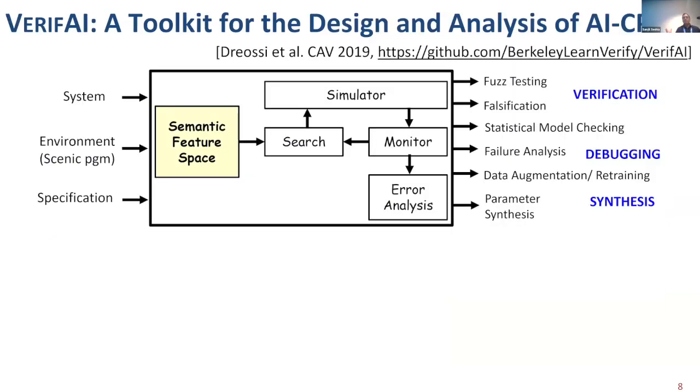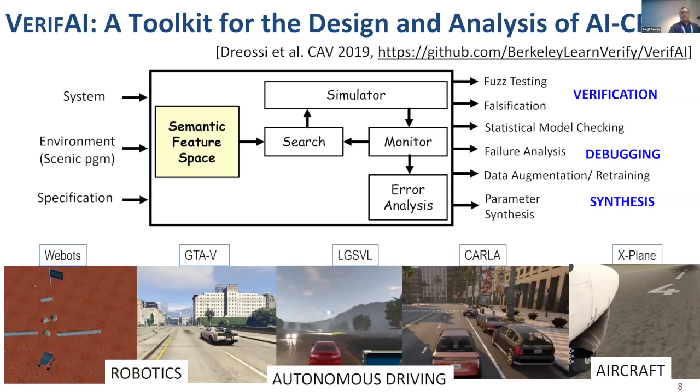And as I mentioned, there's a backend to SCENIC, which is the Verify toolkit. The Verify toolkit, if you focus here on the right, supports a variety of use cases across verification, debugging, and synthesis. So we can do things like fuzz testing. Falsification is like goal-directed failure finding. Statistical model checking is an approach where you can provide a statistical guarantee on the probability that a safety condition holds. And then you can also support a variety of other use cases. One of the features of Verify is that it has this internal representation we call the semantic feature space over which all the algorithms can operate. And it has been applied to a variety of domains.